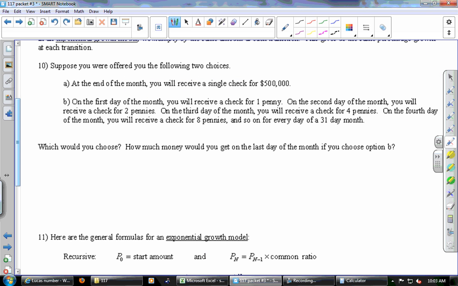Suppose you're offered at the end of the month on the first day of the month, second day of the month, fourth day of the month, so on every day. Everybody understand the second version? Do we have an instinct? So just think for 10 seconds on your own. I'm about to ask you if you'd prefer A or B.